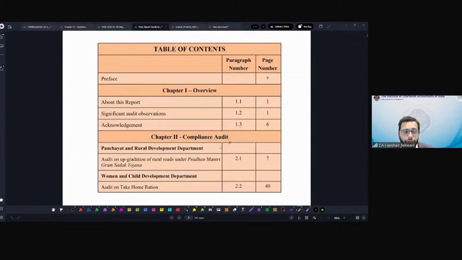Okay, so this is how the audit report is. It's not like what we have seen, clean report, unmodified, modified. No, it is divided in two parts. One is an overview, and one is the compliance audit, where you have the audit observations about that particular audit.